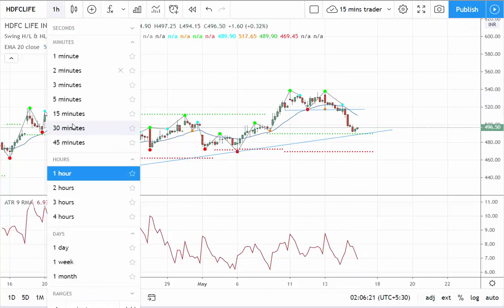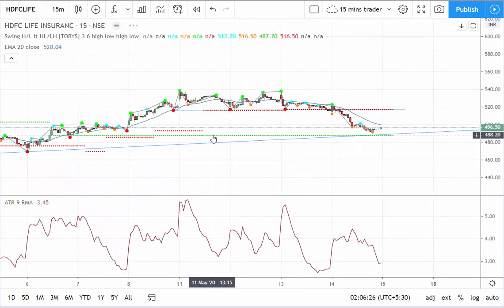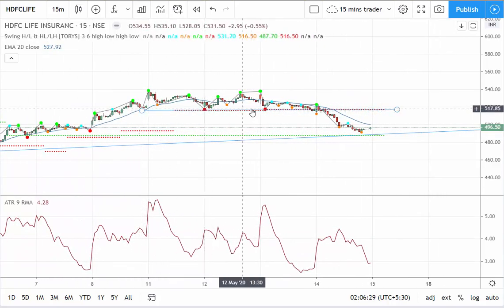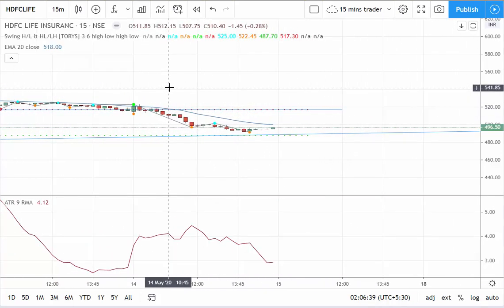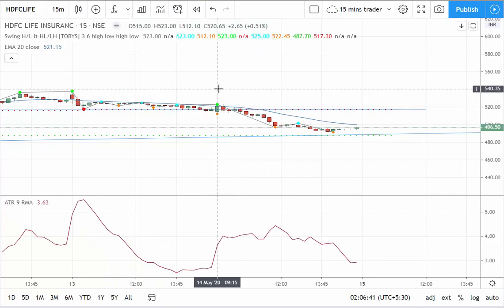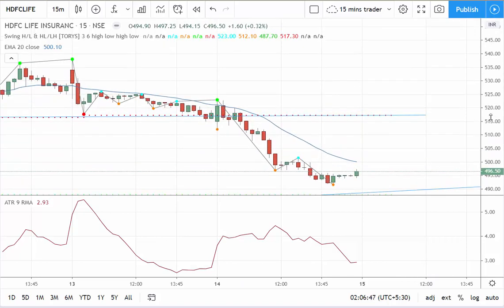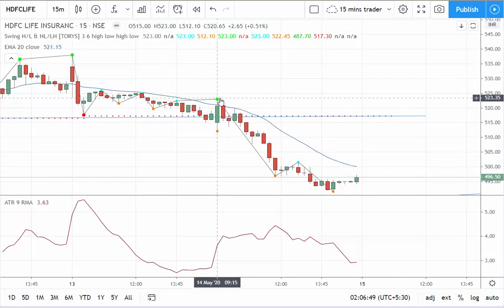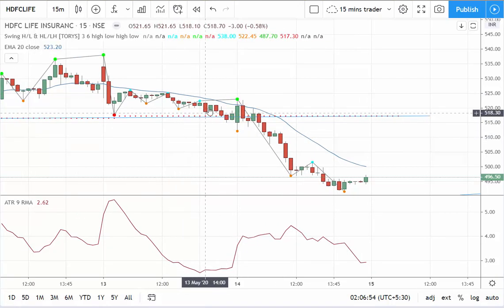So we'll just switch to the 15-minute chart. You can see I've connected these three dots. You can see a triple bottom happening over here at 515. That has been broken today at open. At today's opening it has broken the low, so it turns bearish. Stop loss will be like 523.